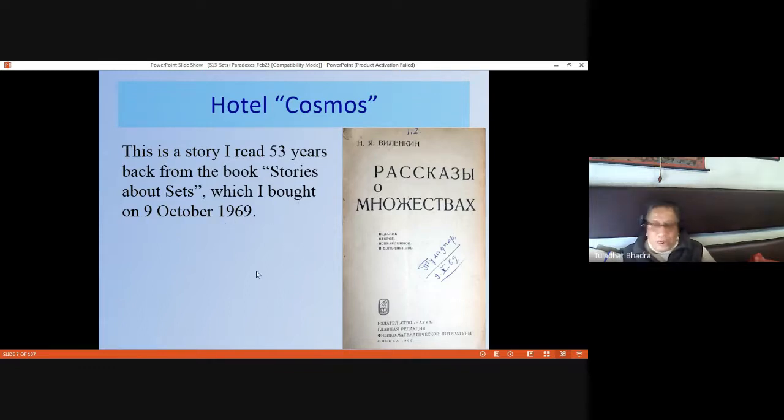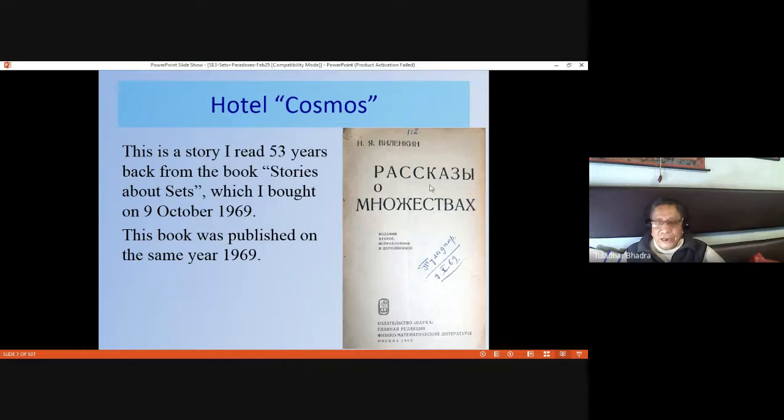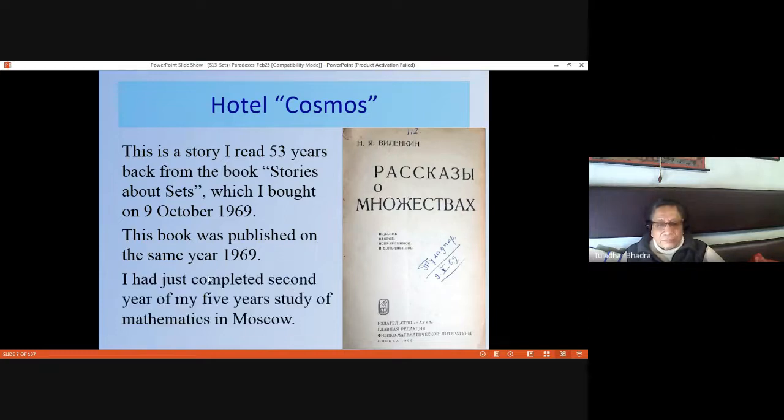Some of the quotes I am going to read here. I am trying to tell you about the stories written in this book, which I bought 53 years back, more than half a century. This book was published in the same year, 1969. When it was published in 1969, I immediately got a copy of this book. At that time it was very cheap. Books were very cheap. I had just completed the second year of my 5 years of study of mathematics in Moscow at that time. I started in 69.